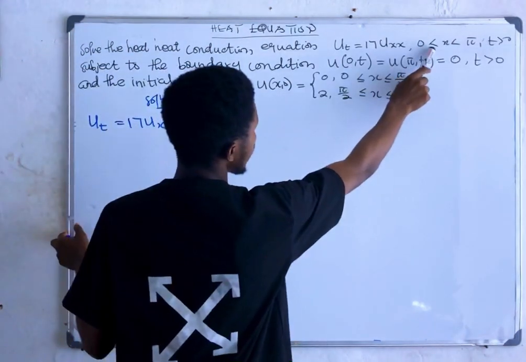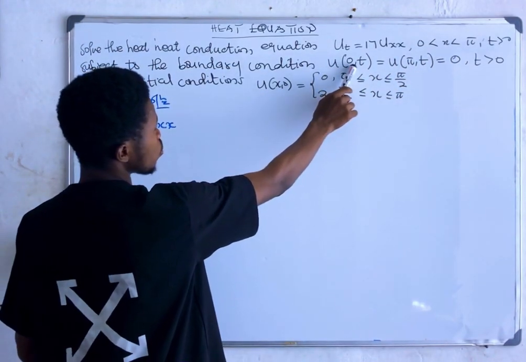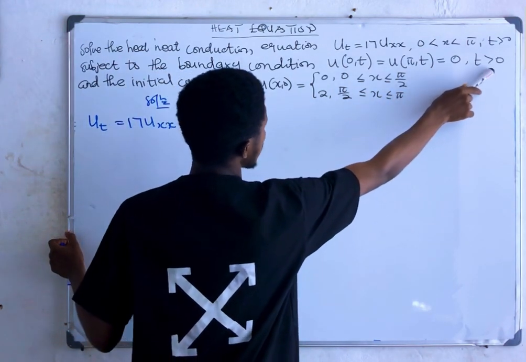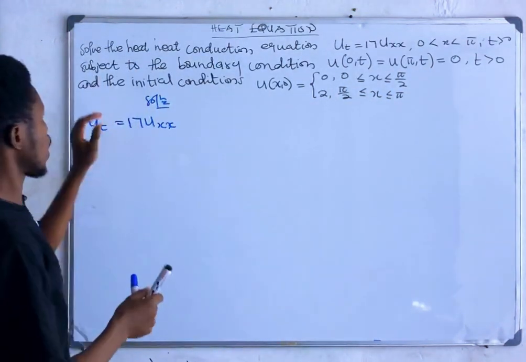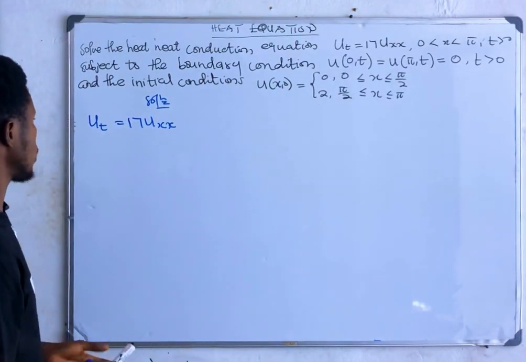And the interval, this is the boundary condition at 0 to pi, is also given to us: u of 0, t equals u of pi, t equals 0, t is greater than 0. And the initial condition has been given to you here. Okay, so let's start with it.